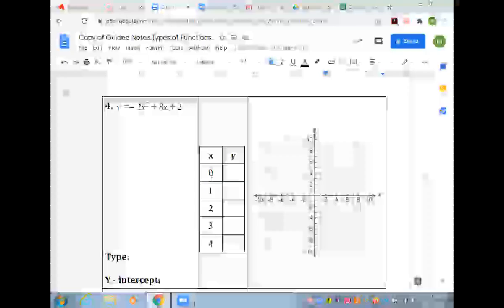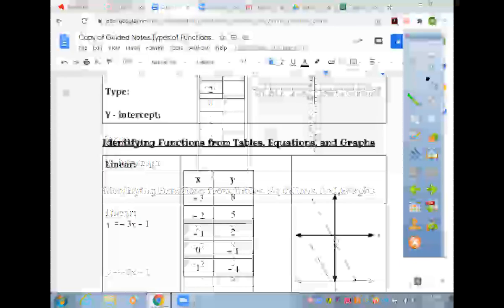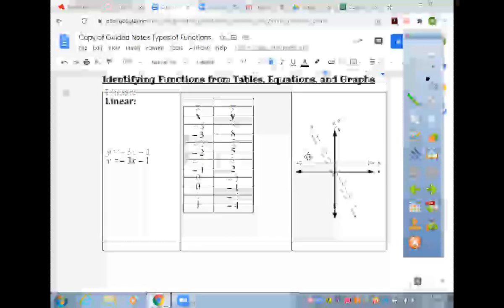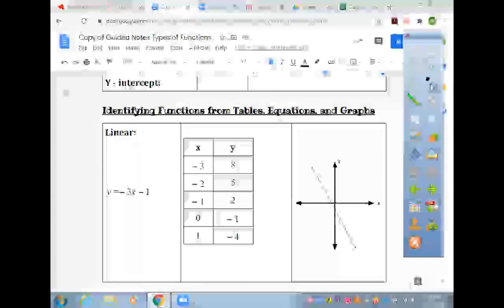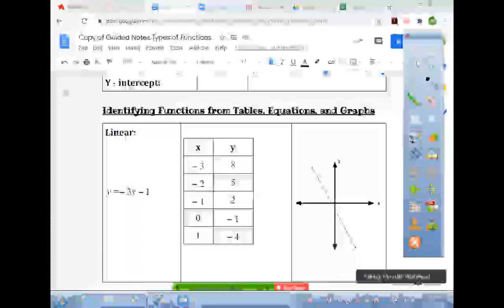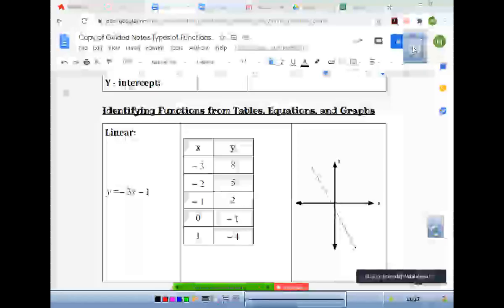Okay, so we're going to skip 5 and 6 and go to this last little part that we got to talk about. And I think this is going to go pretty quickly because I think we kind of understand what's going on here. We already know what to do to figure out which one it is from an equation, right? We look for the square, we know it's quadratic. We look for the x that's the exponent, then it is exponential. If it's just the x, it's linear.